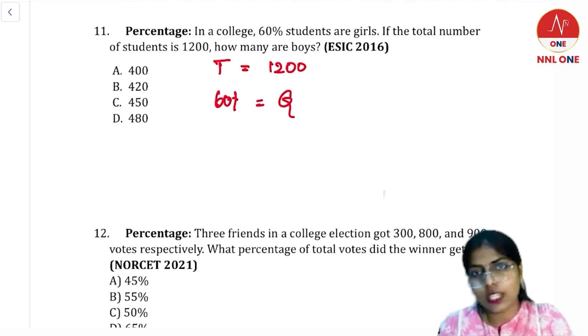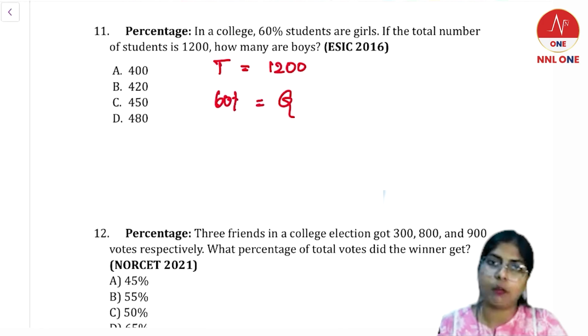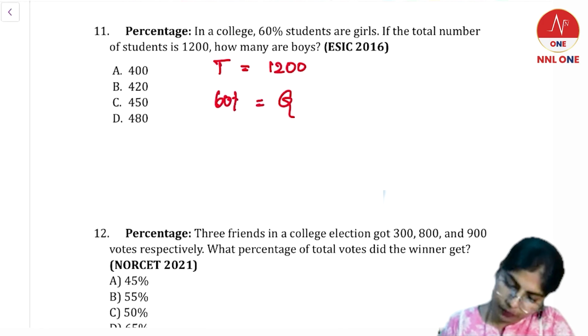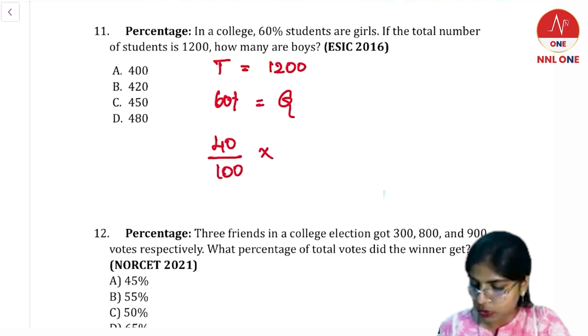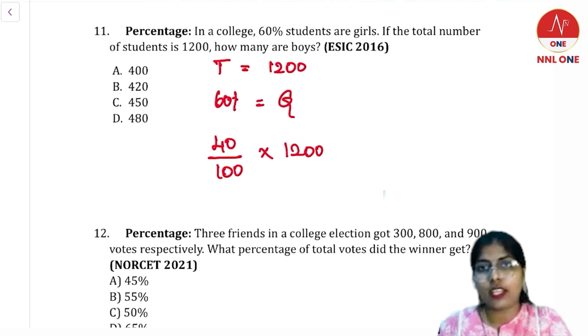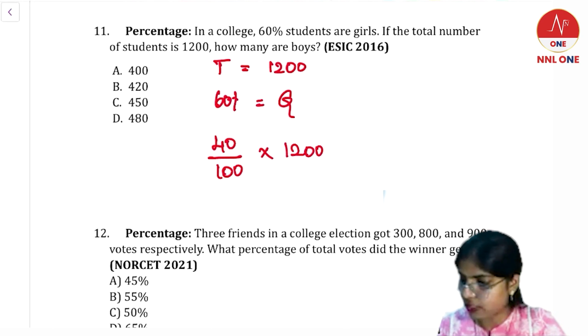Okay, with this we can solve, but if you understand the question, 1200 is 100%. That is, 100% of students is 1200. In that, 60% of students are girls. So the remaining 40% is definitely going to be boys. So the remaining 40%, 100 minus 60 is 40. So 40 by 100 into 1200. What they asked: if the total number of students is 1200, how many are boys? They asked like this.